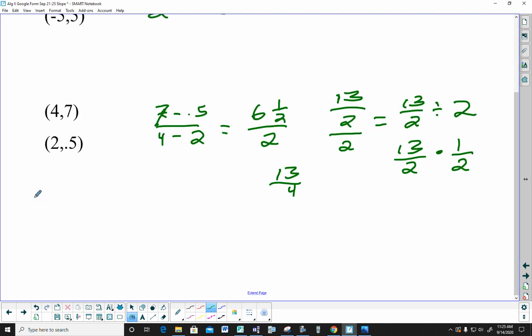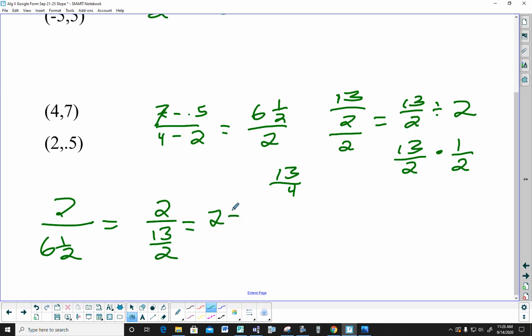If this was the other way around, if your x's and y's were switched, so I'm going to jump right to here, 2 over 6.5. So that would be 2 over 13 halves equals, the 2 stays put, then you're dividing by 13 halves. So that's 2 times 2 over 13. If it helps you to see this over 1, you just are multiplying straight across. So your answer would be 4/13. Hold the first one still. Take the reciprocal of the second one.